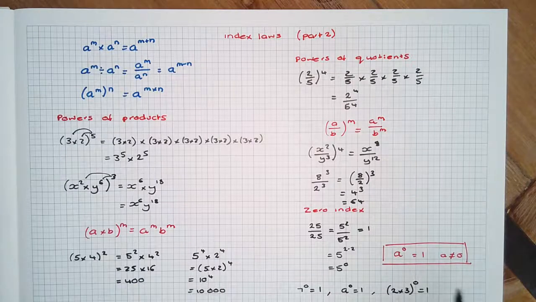But don't be tricked here. What if I said 5 times x to the power of 0? It's only the x to the power of 0 that equals 1. So in this case, it would be 5 times 1, which equals 5. So be very careful to look what is to the power of 0, because it's only that component or that term that equals 1.